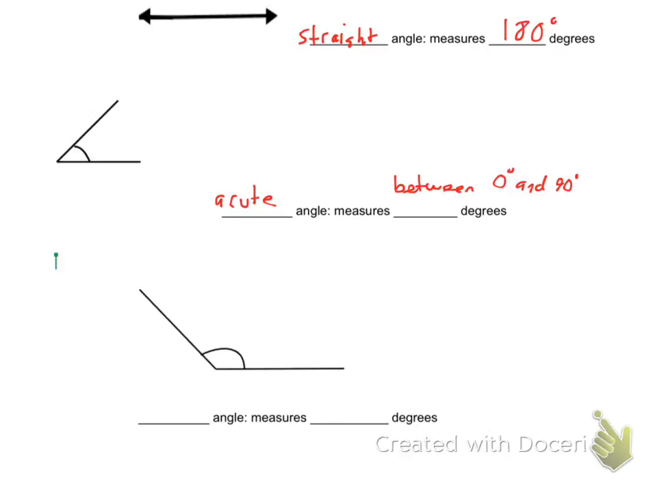The next one is obtuse. Obtuse angles measure between 90 and 180 degrees.